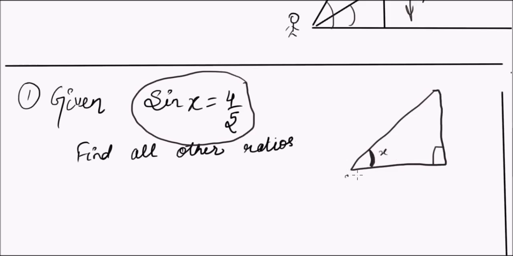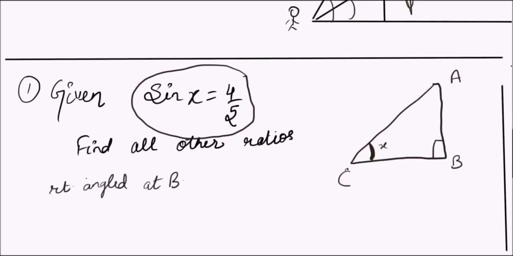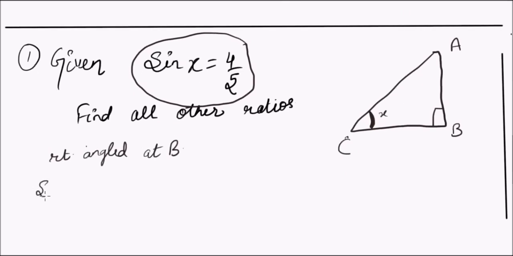Now let this triangle be ABC, right angled at B, and we have to find out all the other ratios. Friends, if sine of x is given as 4 by 5, what is sine x? It is perpendicular over hypotenuse. Now, perpendicular is AB, whereas hypotenuse is AC. Thus, this conveys that P and H are in the ratio 4:5.